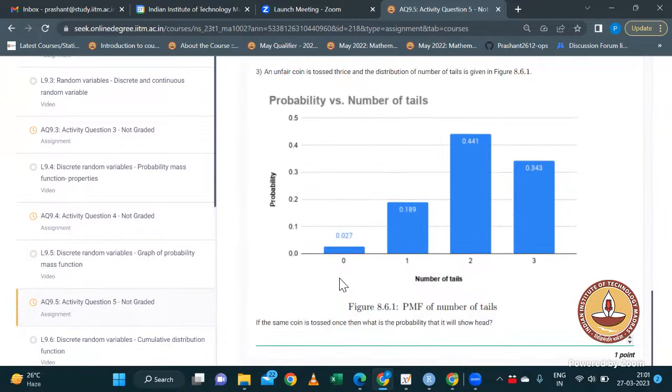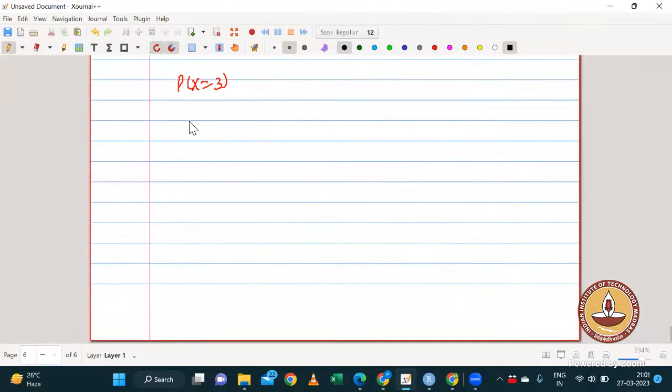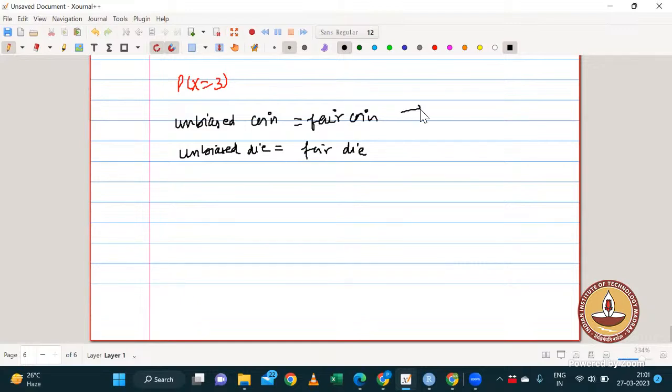Biased die, unfair coins. So what is the meaning of unbiased basically? If I'm saying unbiased coin or fair coin, these things are same. If I'm saying unbiased die or fair die, it's the same. Suppose I toss the coin. There is no biasness. It's unbiased, it's a fair thing. There is equal probability for getting head and equal probability for getting tail.